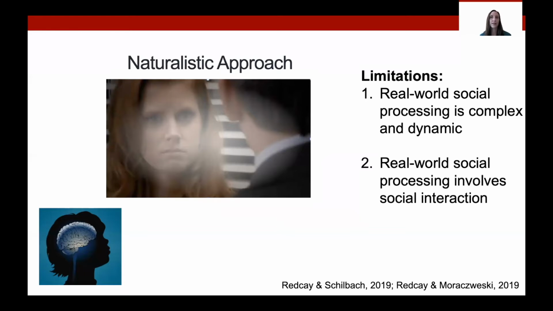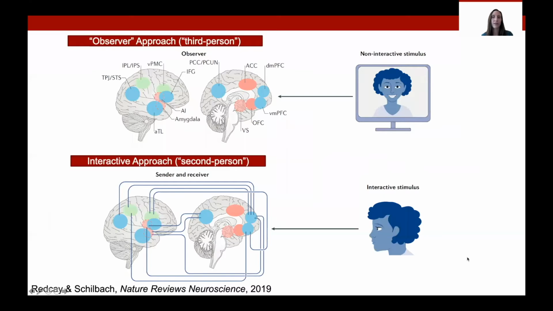So that is approaches that either engage the viewer in a social interactive context, or they present the viewer with dynamic, complex, and contextually embedded social stimuli, or in some cases, address both of these limitations together. So a growing body of work has used these naturalistic social interactive approaches and is demonstrating that there are differences in brain function between interactive and observer approaches.